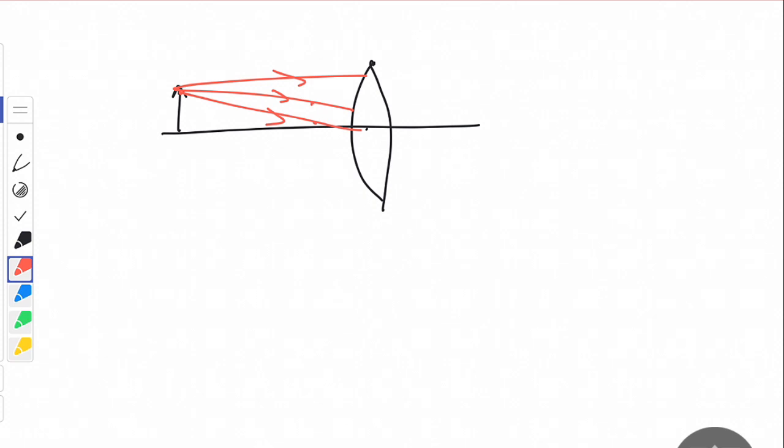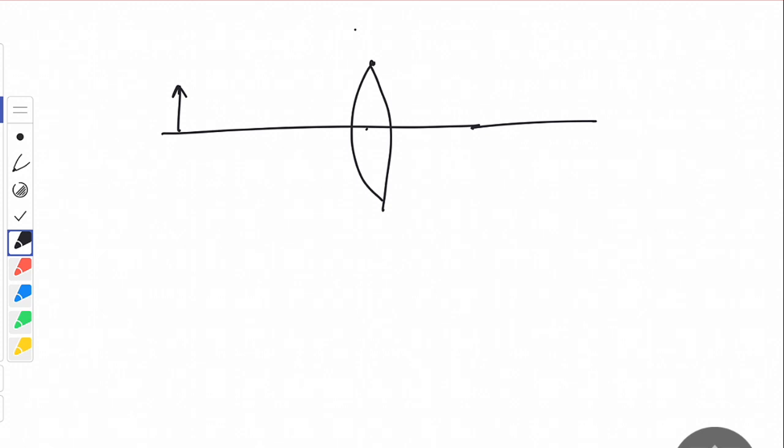So now let's say this is the mirror. Sorry, this is the lens. My apologies. This is the convex lens, and this is the focus. So now we need to take multiple rays and look at their behavior.